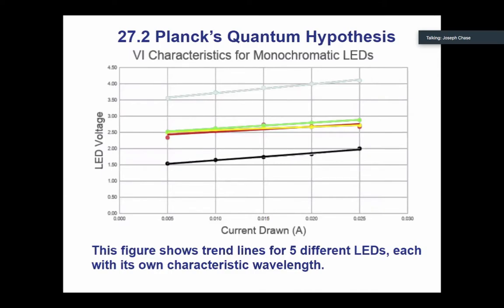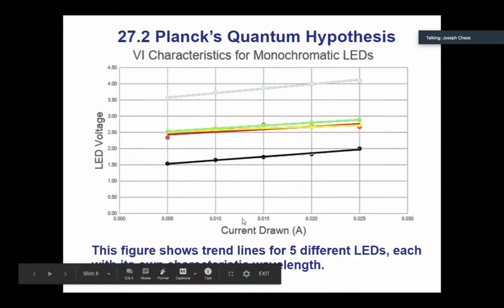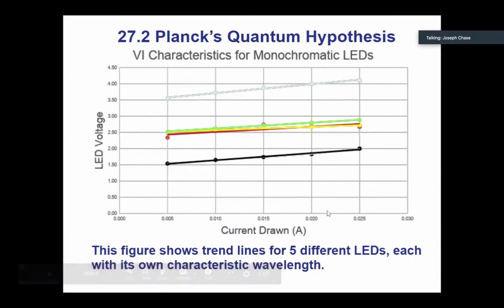This is a lab that we didn't get a chance to do, but I'll describe what it looks like. This is voltage versus current. Of course, if we had a resistor, we'd get a straight line where the slope is the resistance. But in this case, we've shown how much voltage it takes to get current to flow through 5 different kinds of LEDs. The black line is infrared. Then we have 3 visible kinds of light: red, yellow, and green. And then we have ultraviolet way up here.